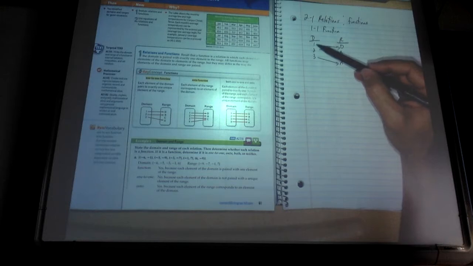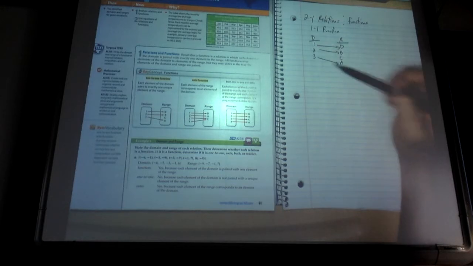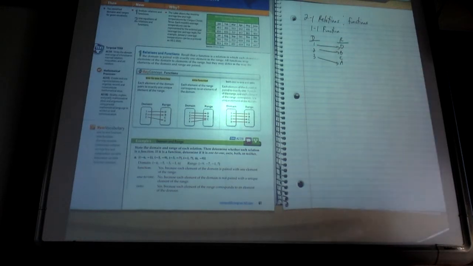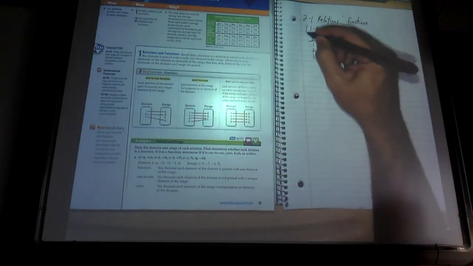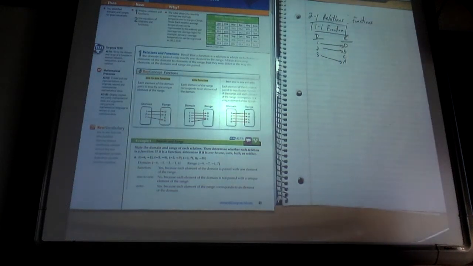If that's how this was set up, this would be one-to-one, because the domain pairs with exactly one unique element in the range. So 1 goes to D, 2 goes to B, 3 goes to A. Those are all unique. The X's don't repeat. Not more than one X goes to a different letter. Each X is married to a different range value. That's how we learned it earlier this year. So this would be considered a one-to-one function. Each X has a unique Y value.